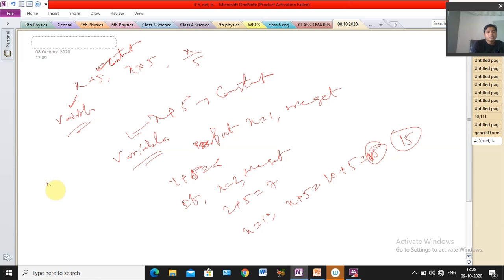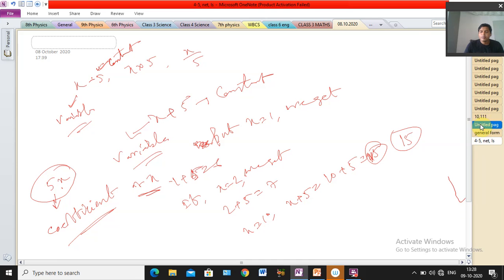But here, suppose one example is given: 5x. Here 5 is not a constant value; that is called a coefficient. 5 is the coefficient of x. Always remember that. Clear? Understood, sir? We will discuss this type of problem later.